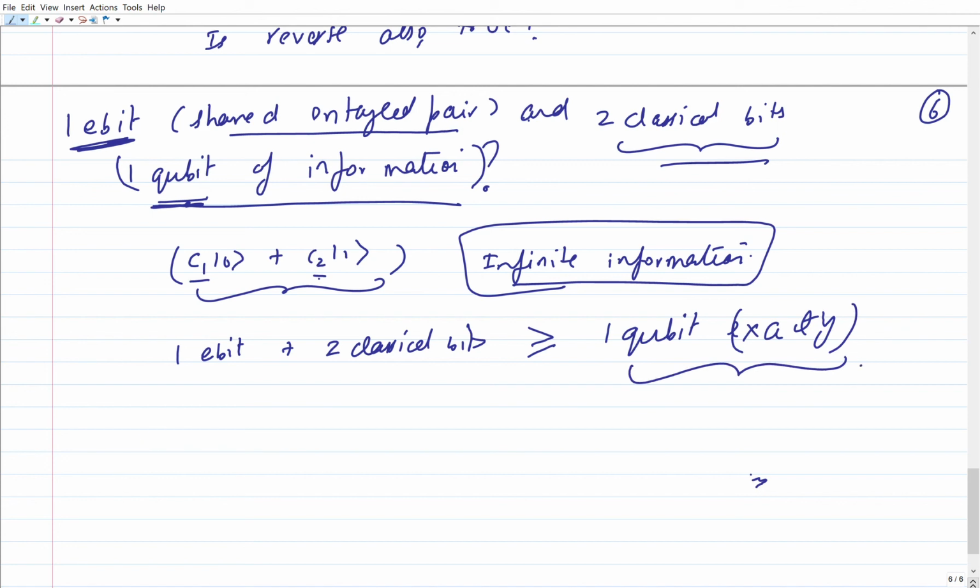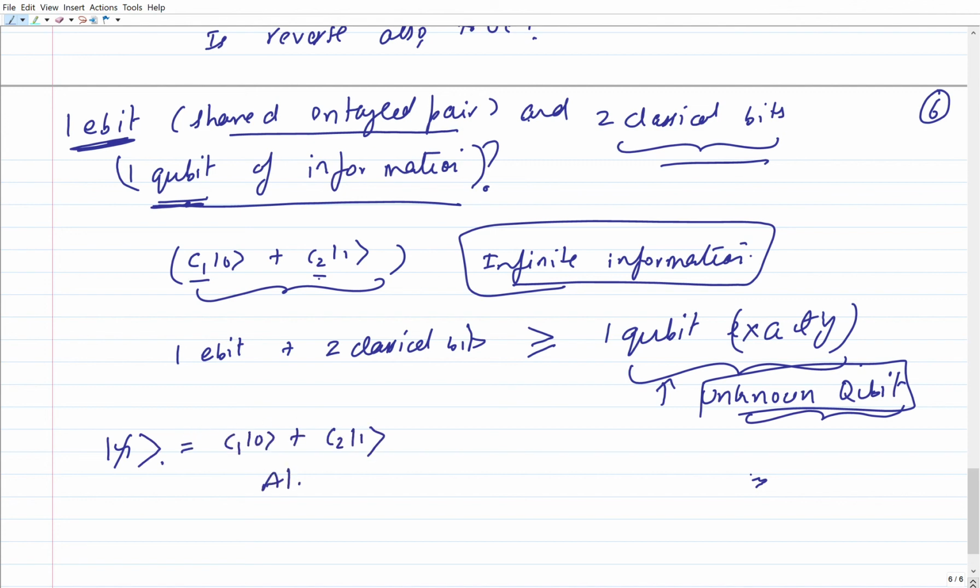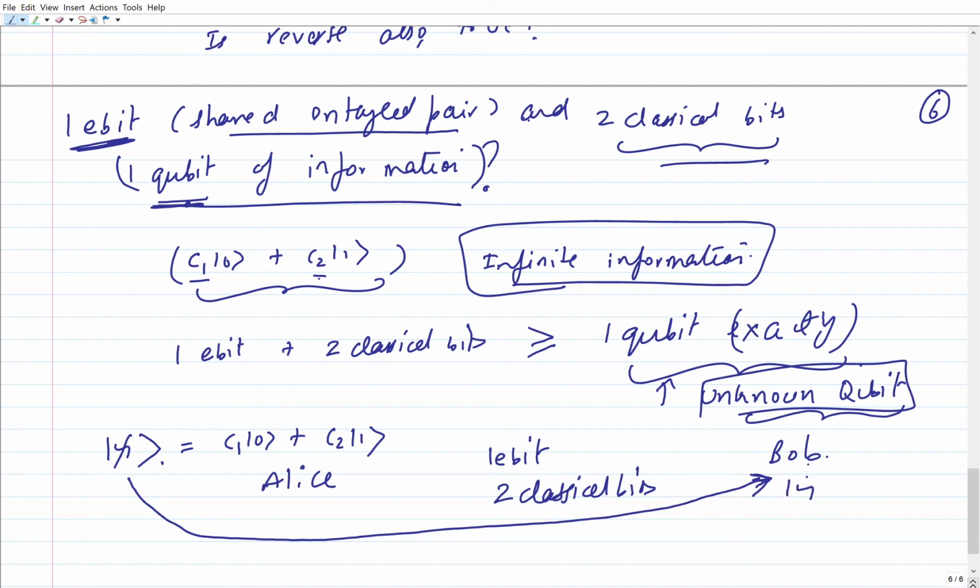And mind you, this is also an unknown qubit. I am going to send an unknown qubit. That's the beauty. We'll come to that later. But essentially, the idea is I give a state psi to Alice. Now, using one e-bit between Alice and Bob and two classical bits, Alice has to send this state to Bob, and this protocol doesn't even require that Alice knows the state, so it can send an unknown quantum state to Bob using these resources.